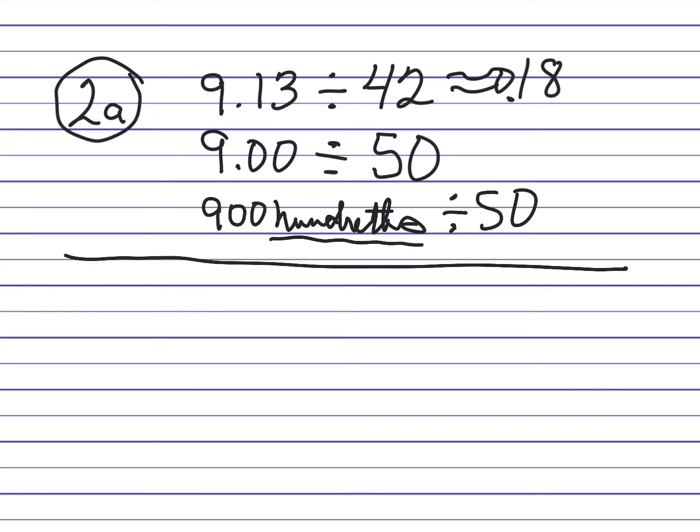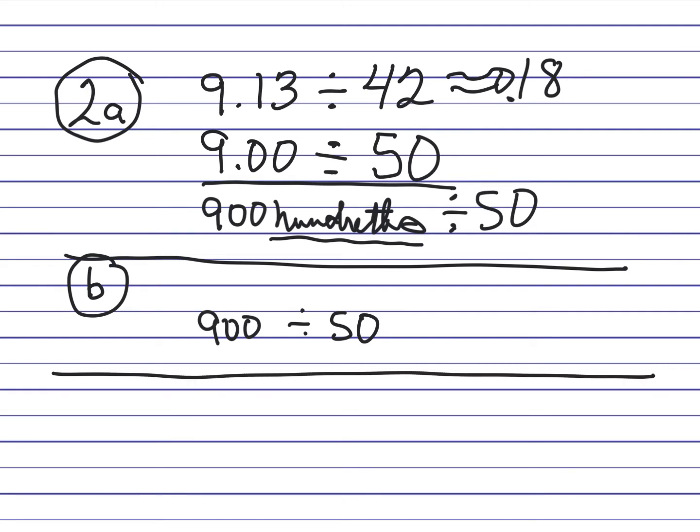Now, in 2B, you're using the same way you estimated here to solve the next one. And instead of saying 9 hundredths, you actually have 9 hundredths because it's 913 and divided by 50. And that's how you can estimate 913 divided by 42.